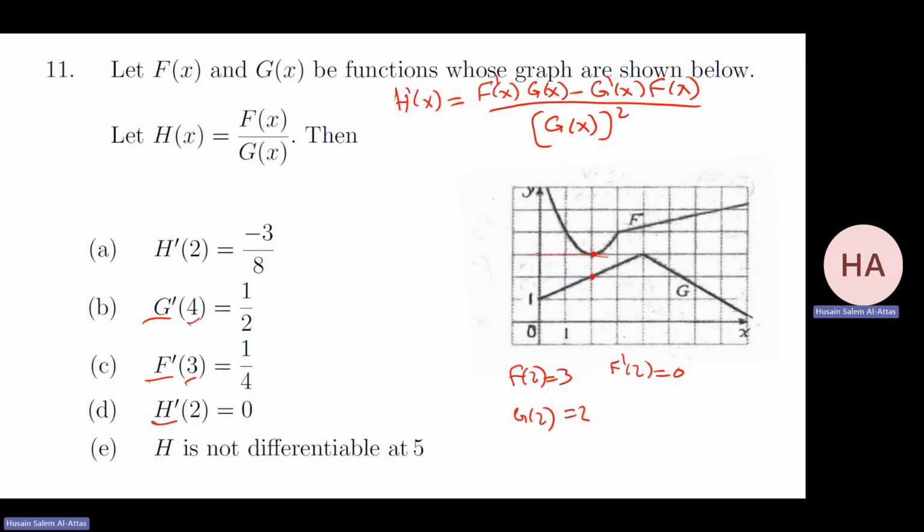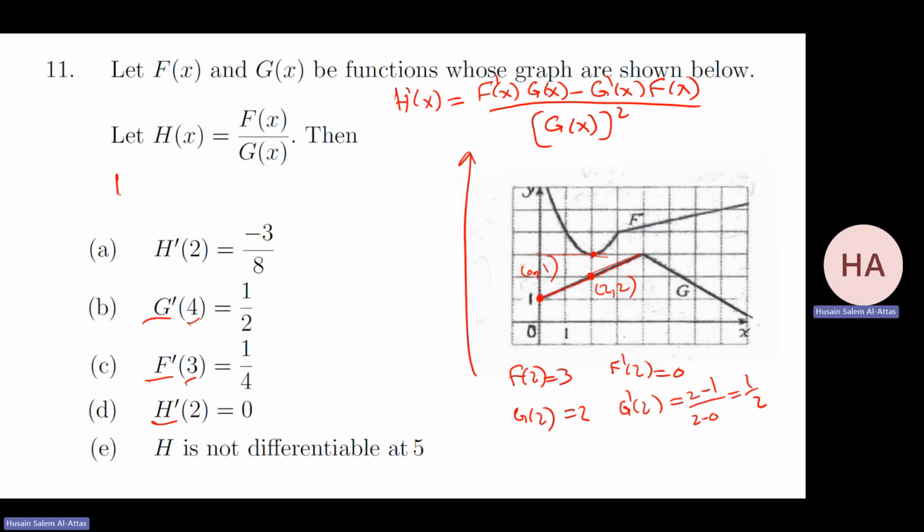Okay, but I want to find g prime at 2. I need 2 points. So I have this point, which is 2 and 2, and I have another point, which is here, 0 and 1. G prime at 2 is the slope of this line, since it's a line. So it will be delta y, 2 minus 1 over 2 minus 0, which is half. This is g prime at 2. I hope it's clear. Now we plug these numbers in.